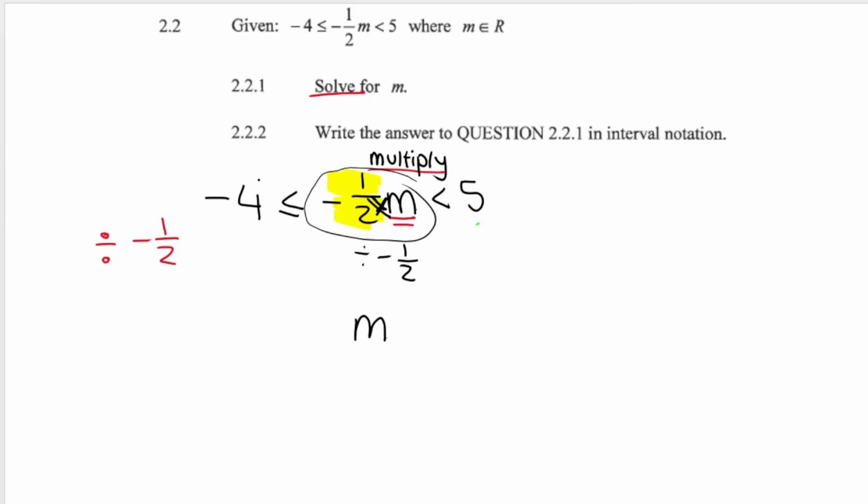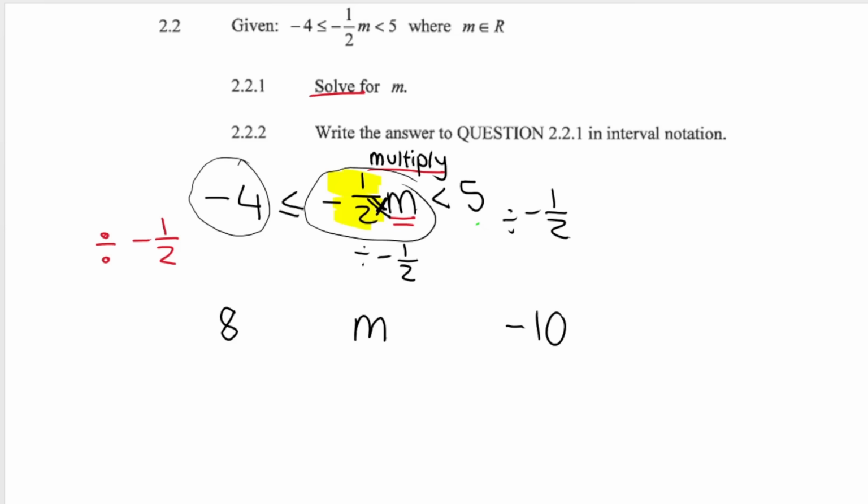Then, if we divide the left side by negative a half, what we get is the following. We get a positive 8. And it makes sense that it's a positive because a negative divided by negative is a positive. 4 divided by a half is 8. Then we do the same thing on this side. 5 divided by negative a half, and I get negative 10.